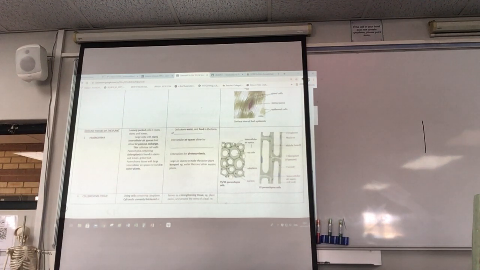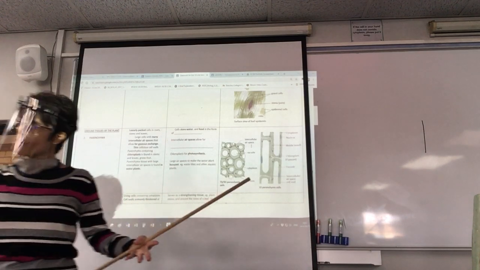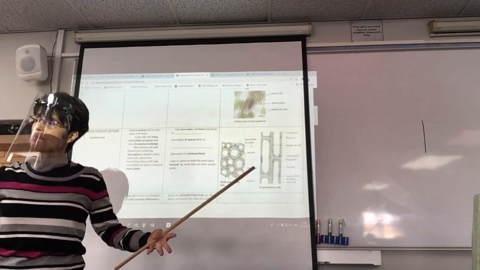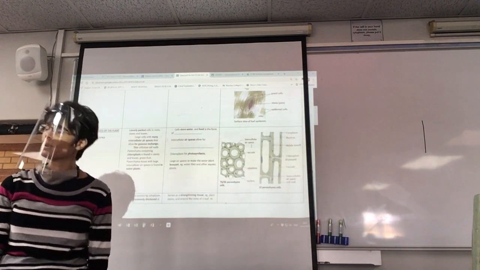Alright, so now we've got a plant covered with epidermal tissue. It's got growing regions, and it's got parenchyma, but it might be floppy. So what do we need?